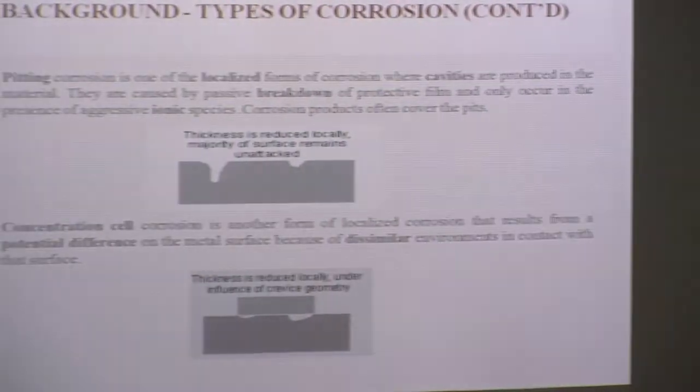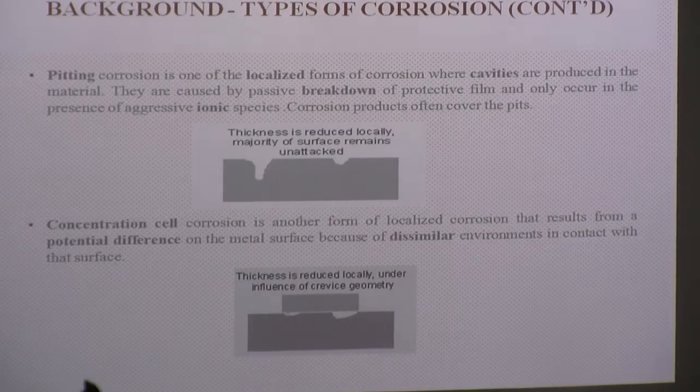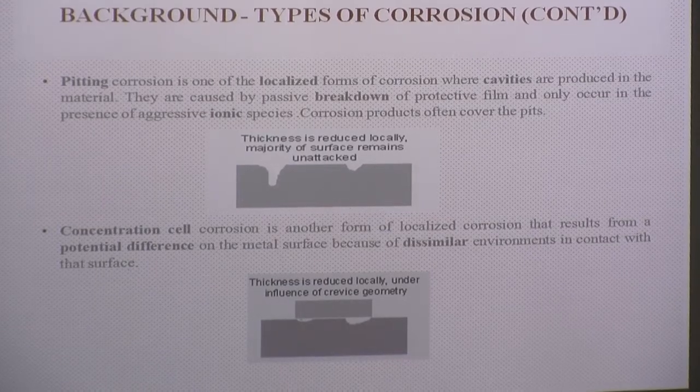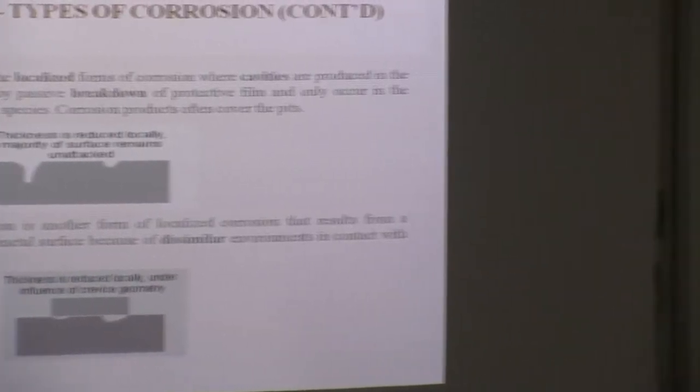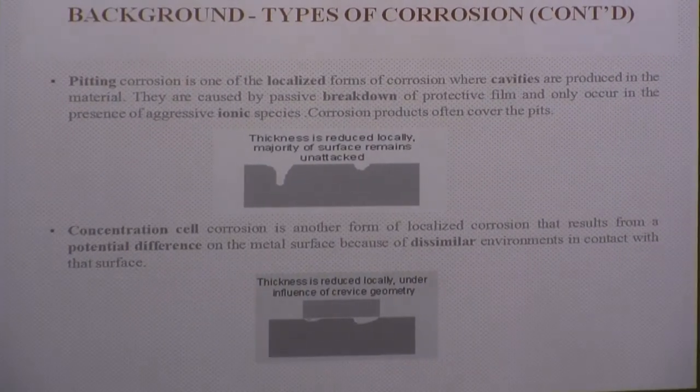There's pitting corrosion. This pitting corrosion is a localized type of corrosion. It occurs when there's an aggressive species in the atmosphere, like chlorides, that falls on the sample. It breaks passivity and a pit is formed. Then there's the concentration cell corrosion, which depends on the potential difference between two metals, right?